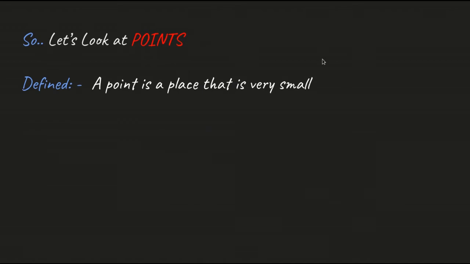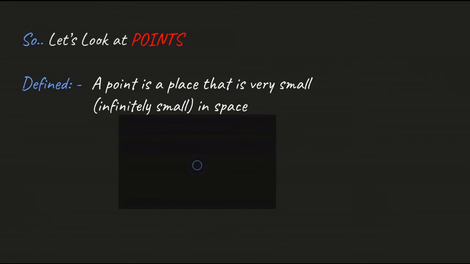Right. So let's look at points. A point is a place that is very small. It certainly is one-dimensional. A point should be infinitesimally small, but we do need to actually see it. So if that's a point, right, it's actually in there somewhere. But we can't work with that. We need to actually see it as a point.